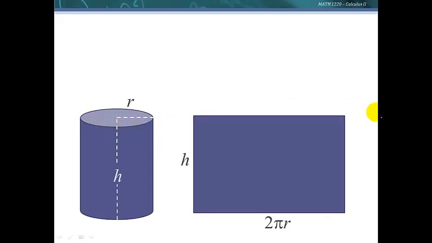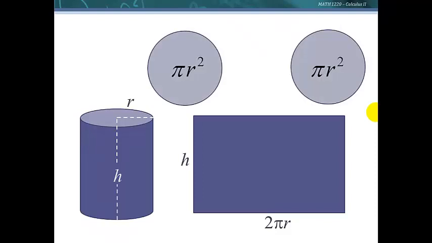As we look at this rectangle when we unwrap it, we can see it would have height h, but the length is going to be the distance around, which is the circumference, 2 pi r. So this would tell us what it would take to build around the thing, and then each end, top and bottom, would be a circle of pi r squared, and then we could add those together to get the surface area.